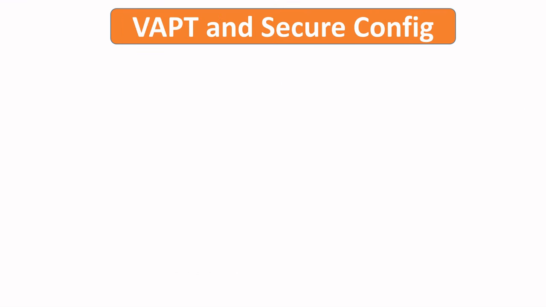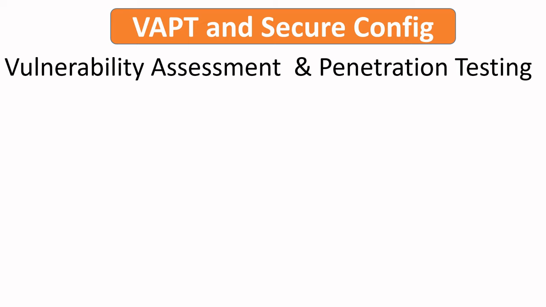And finally, point number five, VAPT and secure configuration. Check and verify that the Exchange server is subject to regular vulnerability assessment and a penetration test is performed at least annually. Also ensure that security patches are applied to the application as well as the underlying infrastructure.